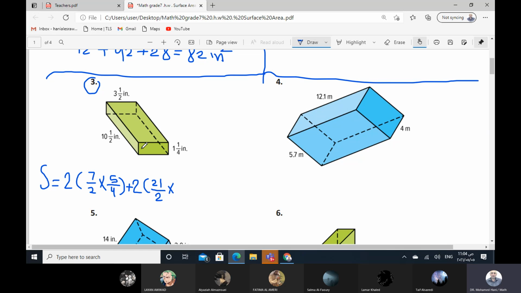Times here we have the width, 1 and 1 over 4. 1 times 4, 4 plus 1, 5 over 4. Plus, we have here this face, and down we have the same face. So we can write 2 times the area here. The length will be 10 and a half. 10 times 2, 20 plus 1, 21 over 2.